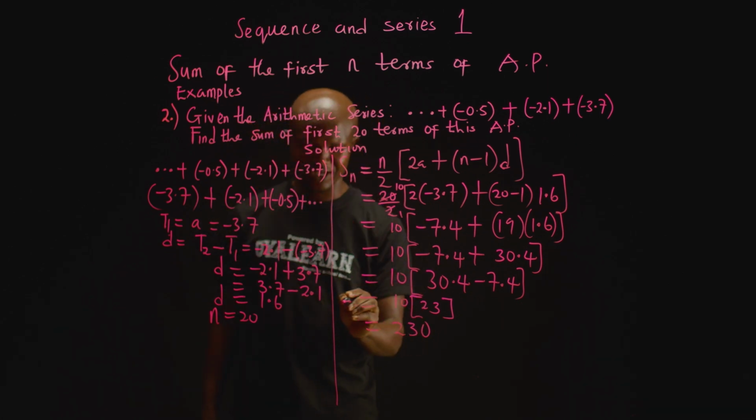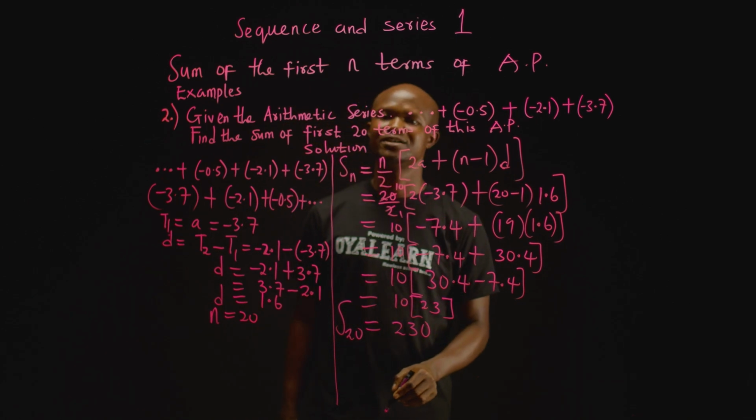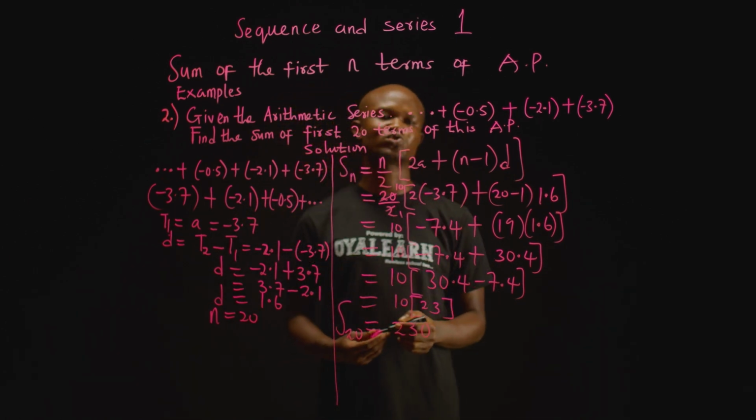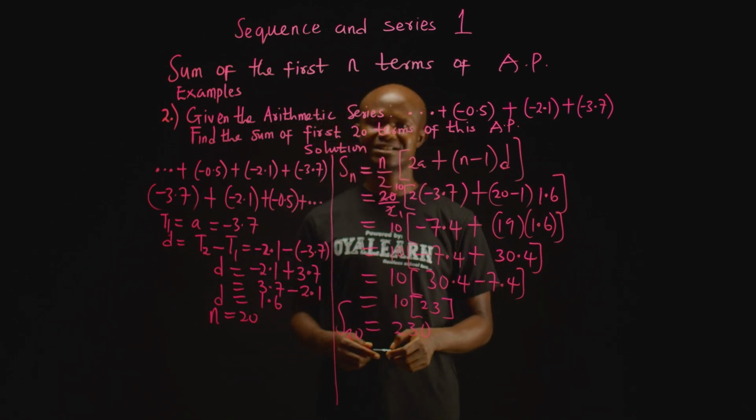And this is equivalent to S_20 because n equals 20. So the value for the sum of the first 20 terms of this AP is 230. That is the solution to the problem.